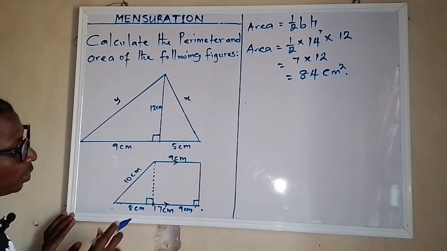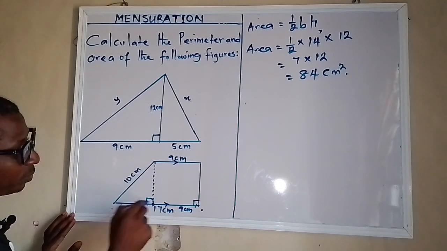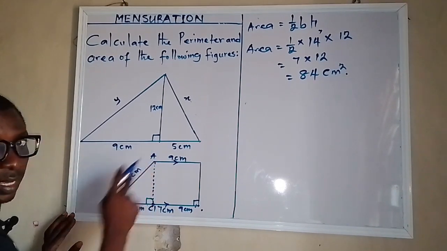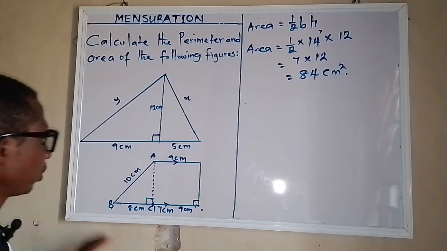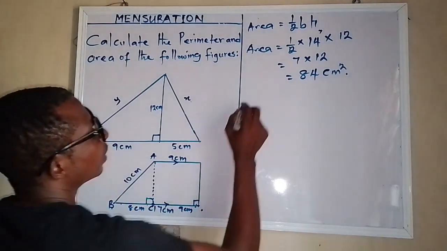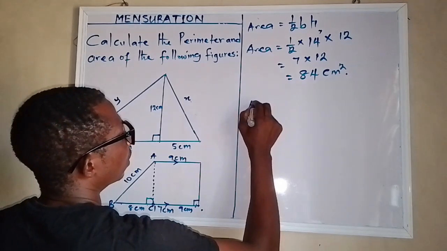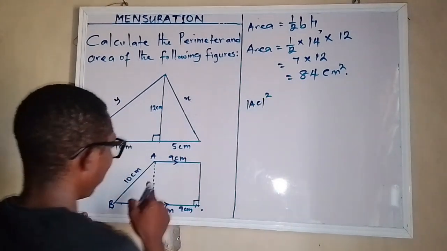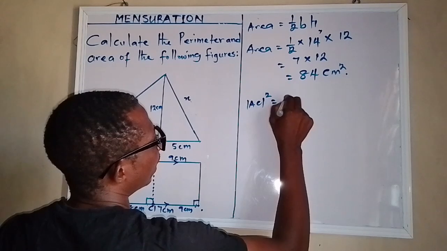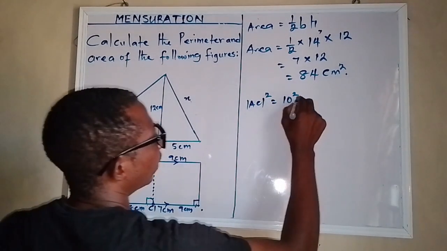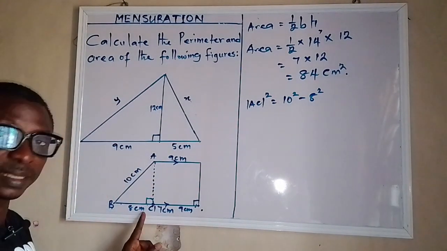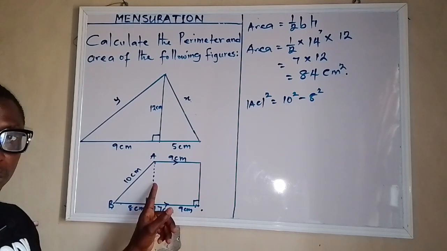Now I need to get this using Pythagoras theorem. So let me call this A, this one B and C. So I have triangle ABC now. I need to get this side using Pythagoras theorem. So I will have AC square equals 10 square minus 8 square. That is the hypotenuse square minus the adjacent square. That gives you the opposite square.